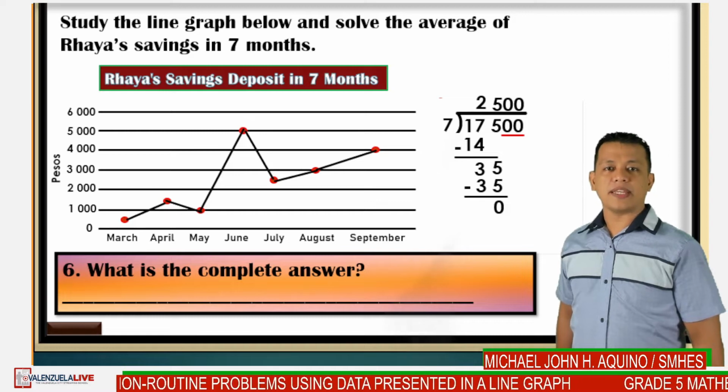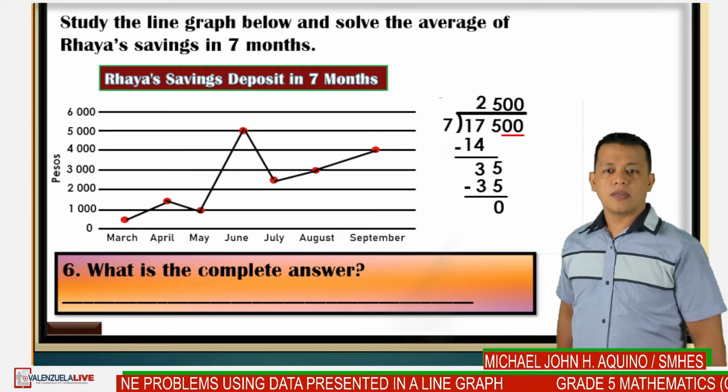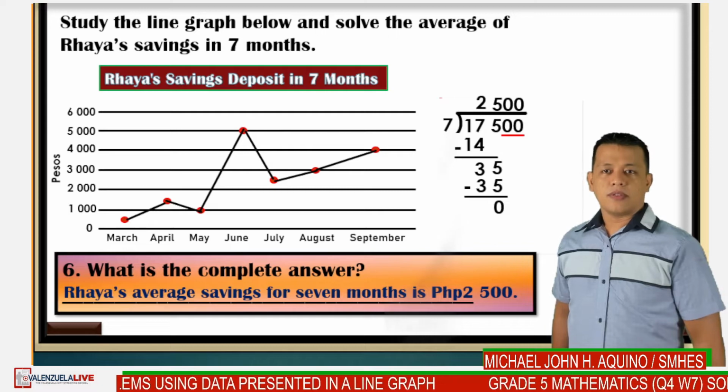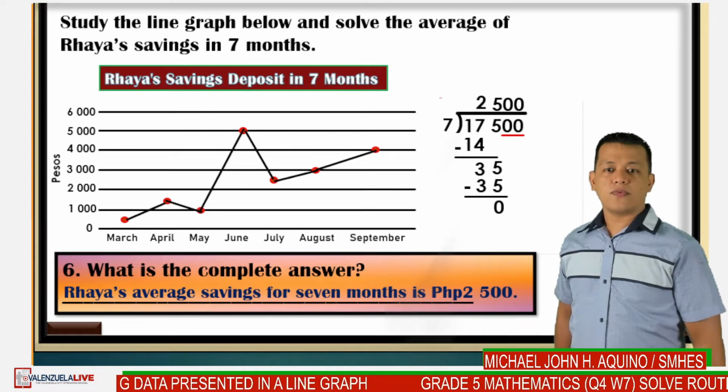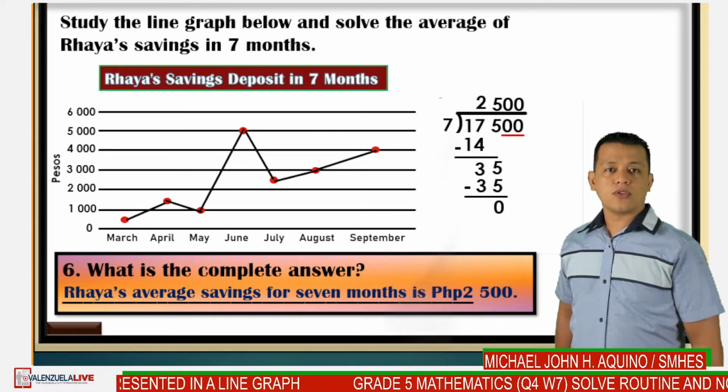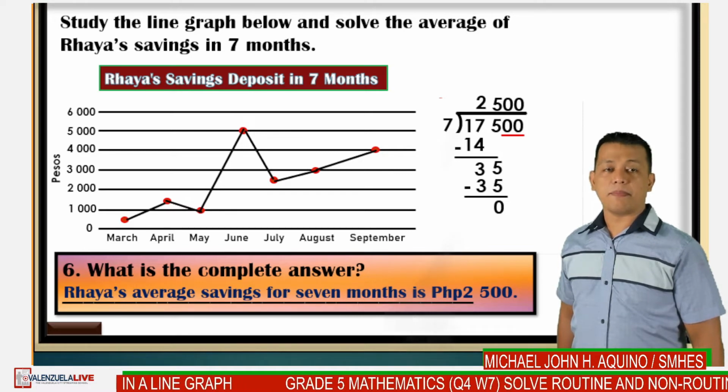What is the complete answer? Raya's average savings for 7 months is 2,500 pesos.